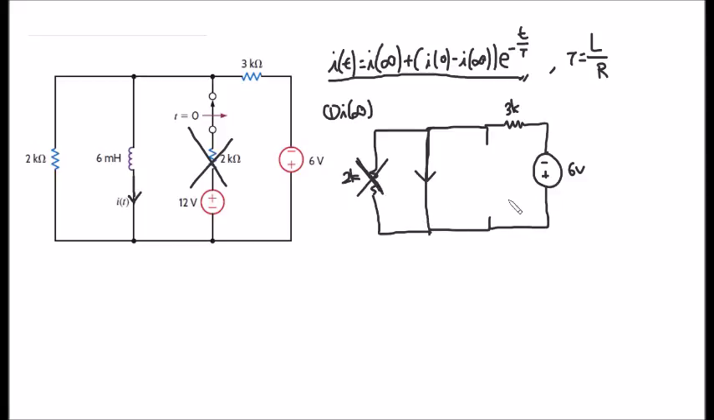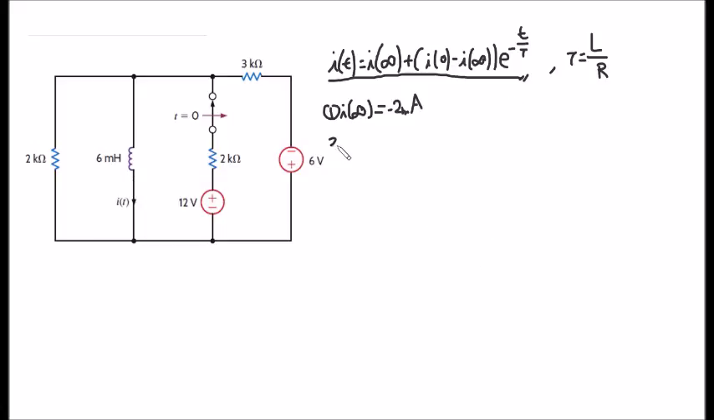So by using a simple Ohm's law, we can get the value of I of infinity, which is minus 2 milliamps. And this is minus 2 milliamps because we have a plus sign in this position. So since current flows out of the plus sign, we can see that this is in the opposite direction. So that's why I wrote minus 2 milliamps instead of 2 milliamps.